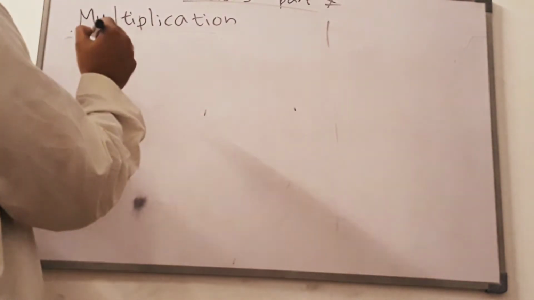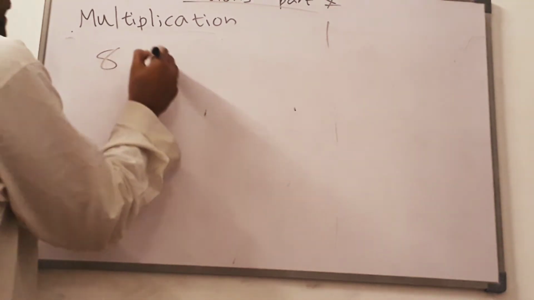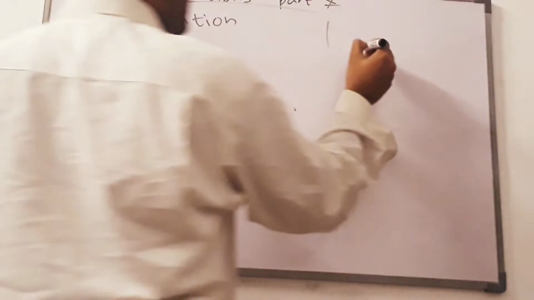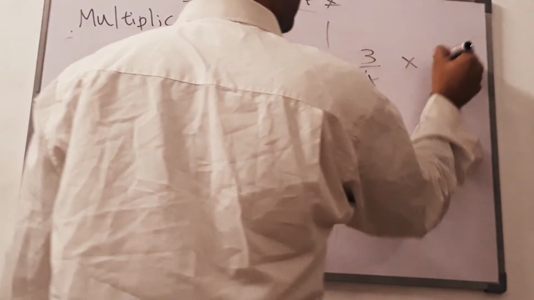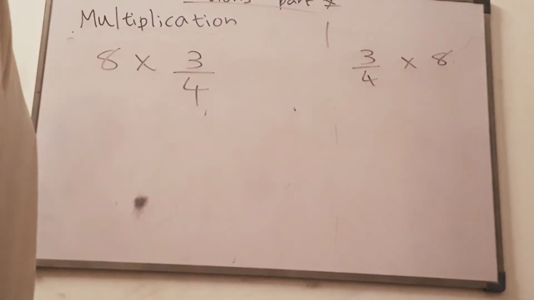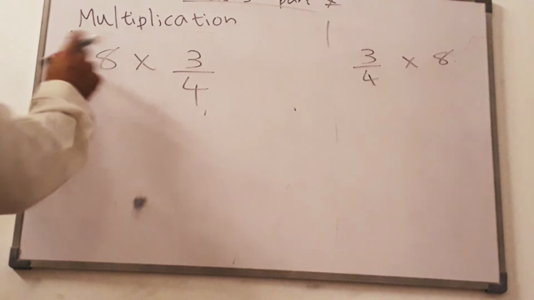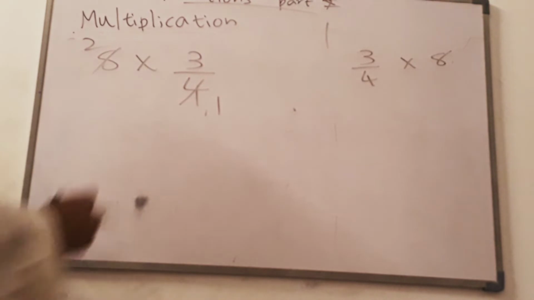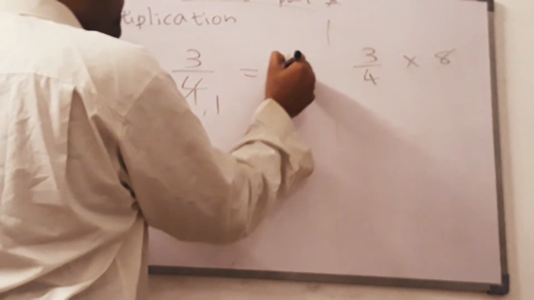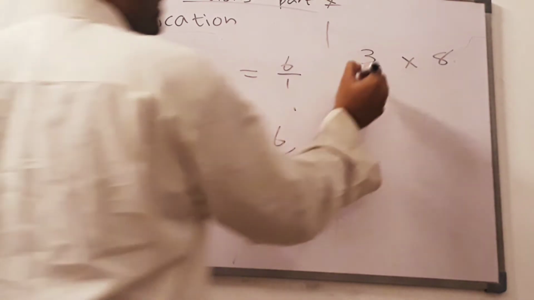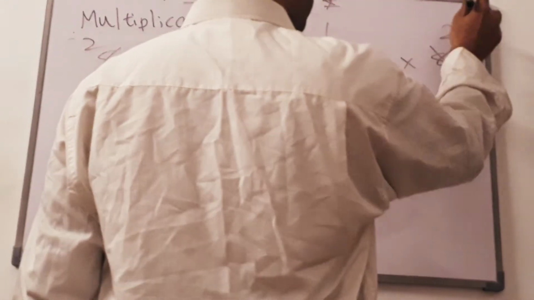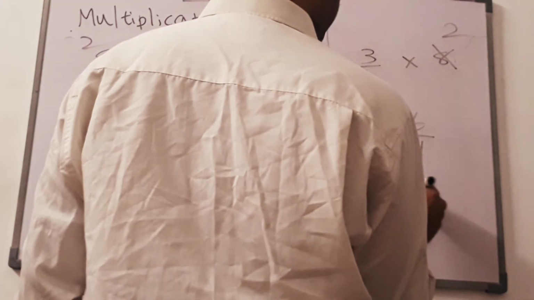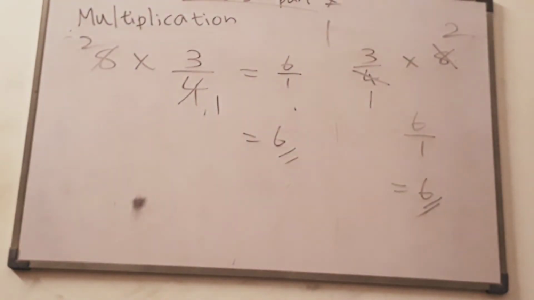Suppose a question like this. 8 times 3/4 or 3/4 times 8. How can we simplify this? 4 and 8 both are divisible by 4. 4 is a factor of both 4 and 8. 1 4 and 2 4s. So there are 2 4s. 2 times 3 is 6 over 1. Answer is 6. Here also 1 4 and 2 4s. 2 times 3 is 6 over 1. Answer is 6. Next question.